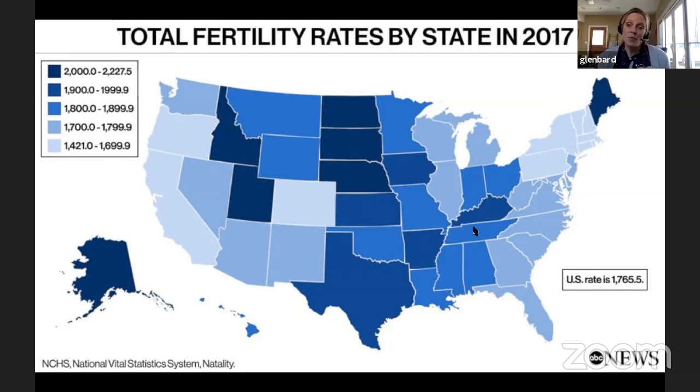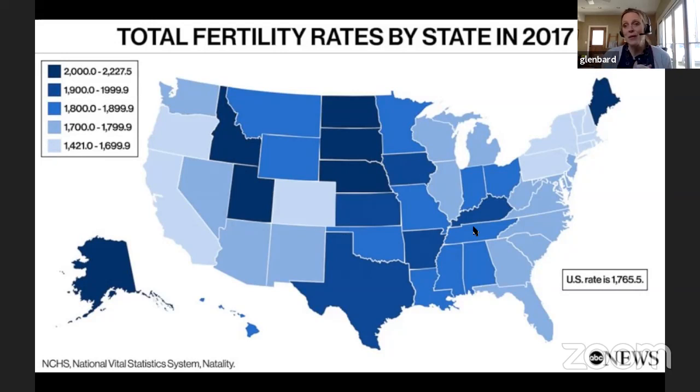Find your state. Where does it rank? When we take a look, we see the higher ones typically are going to be in states that are more agrarian focused. If we look at California and New York, they're going to be lower. They tend to be more urban.